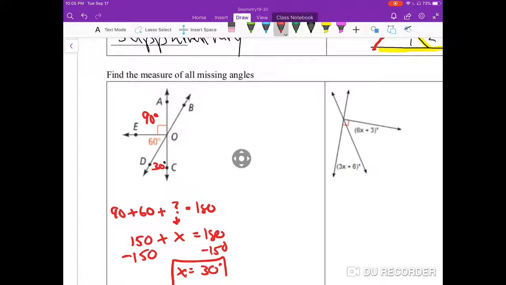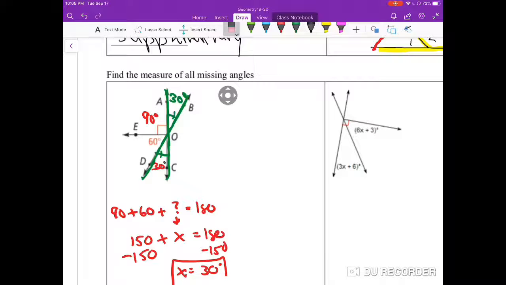The next angle that I would focus on is with this 30 degrees. I see that this looks opposite to it, and we should remember from video 1 that if these two straight lines make that little X pattern that we talked about, the opposite angles are vertical angles, which makes them congruent. So if this angle here is 30 degrees, then this angle over here must also be 30 degrees.